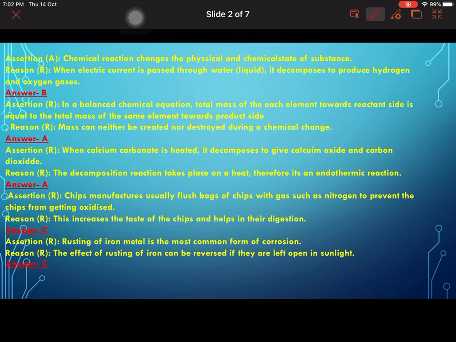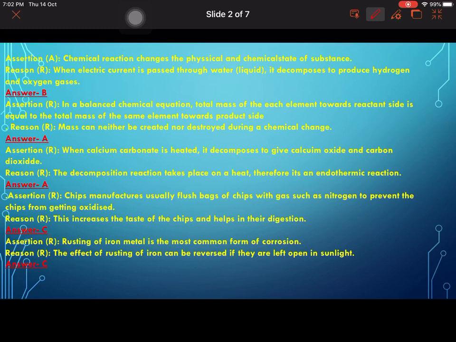Assertion, chips manufacturers usually flush bags of chips with gas such as nitrogen to prevent the chips from getting oxidized. And reason is this increases the taste of the chips and helps in their digestion. So the reason is wrong. The statement is also wrong. So the A is correct and R is wrong. So the answer will be C.